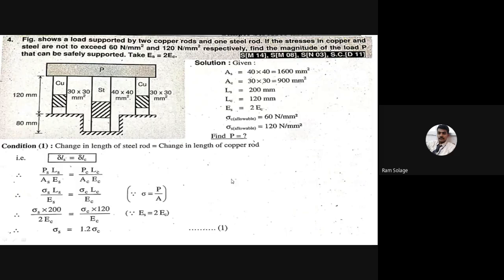Write down the given data. They are given the area, 40 into 40 mm square. Write down the area for the steel rod, the area for the copper rod, the length of the steel rod, that is 200 mm, and the length of the copper rod, 120 mm. And they are given the relation ES is equal to 2 into EC.